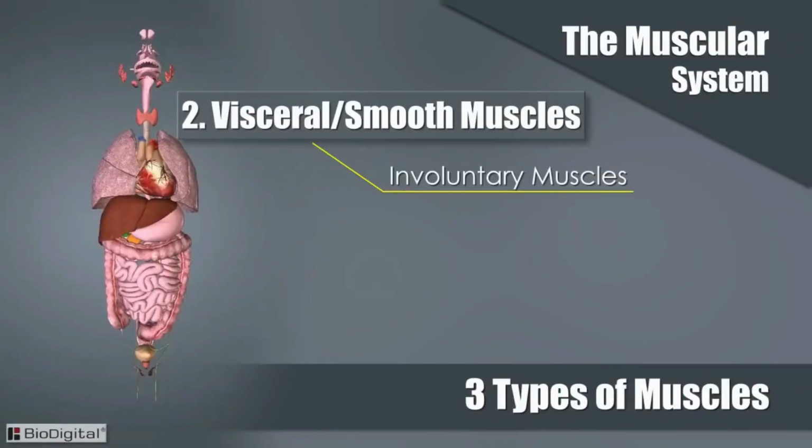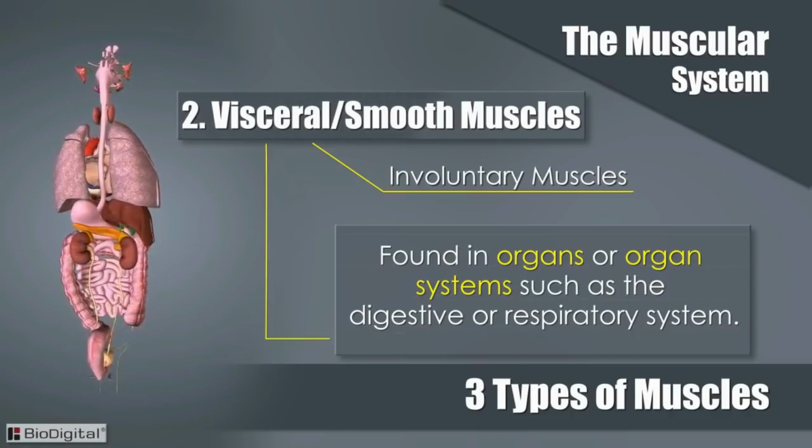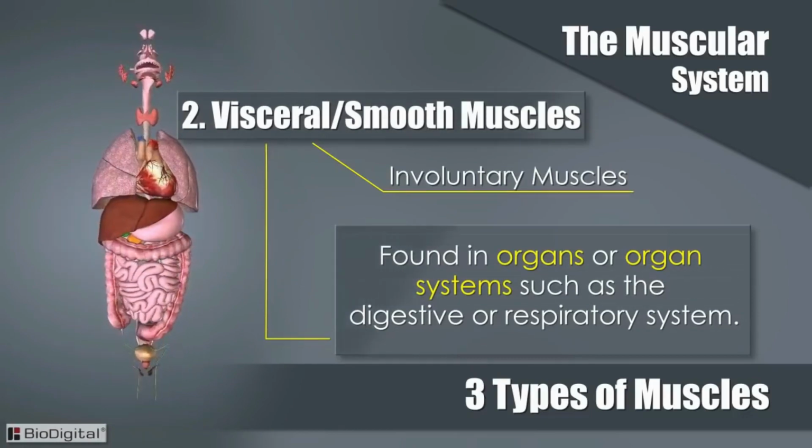The visceral or smooth muscles are also considered involuntary. These muscles are found in organs or organ systems such as the digestive or respiratory system.